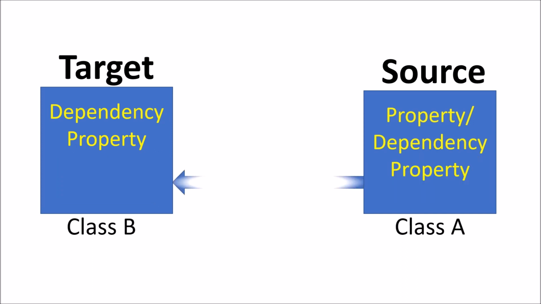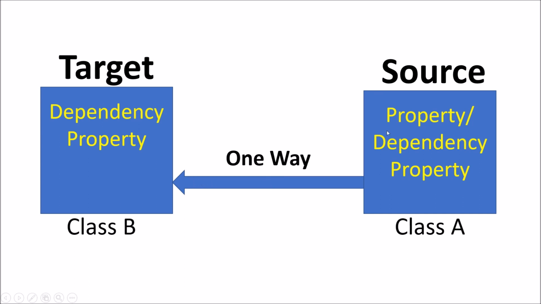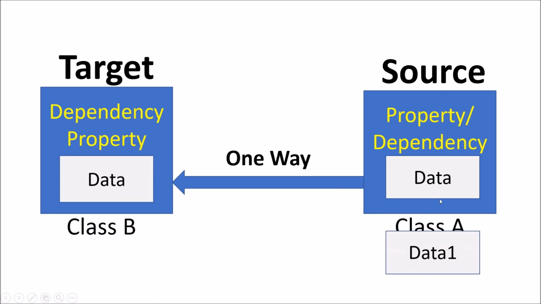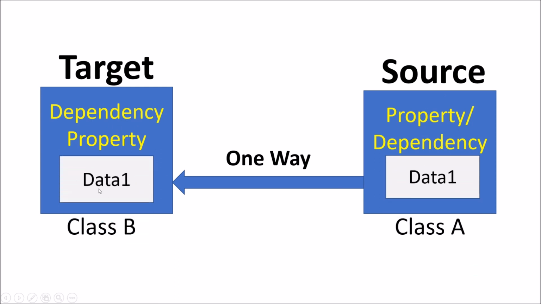The next mode is one way mode. Again, you can see from the arrow that here also the source is updating the target, but every time you update the source, the target will be updated. As you can see, the source has data, and the target will update to it. You change the source to data 1, and again the target will be updated to data 1. This is how it works. But the target again has no influence on the source. Changing the target will not have any impact on the source.